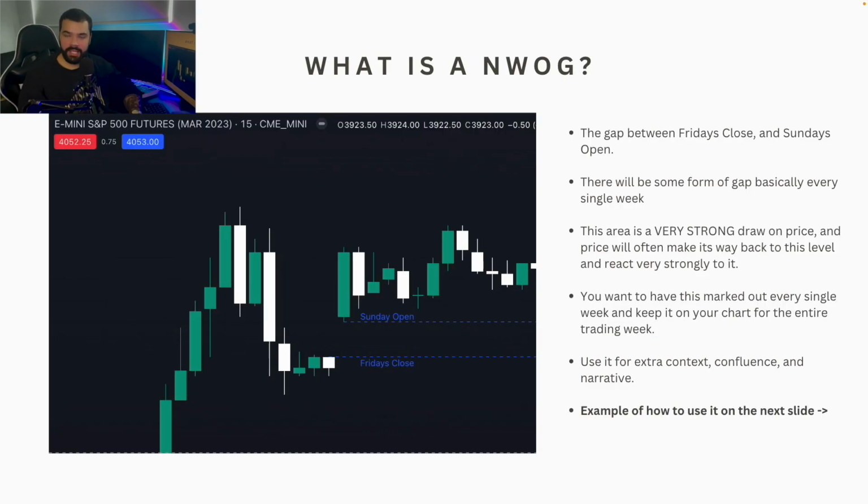So that's the new week opening gap in a nutshell and simplified. Use it in your trades. You need to have it marked out every single week. It's essential to add into your toolbox to use in order to give you extra narrative and extra confluence in your trade setups.